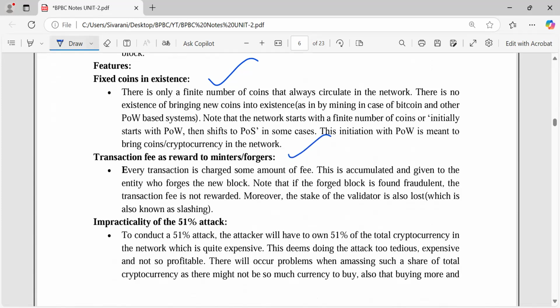Transaction fee as a reward for miners or forgers. Every transaction is charged some amount of fee. This is accumulated and given to the one who forges the new block, and if found fraudulent, it is not rewarded. This makes the 51% attack impractical.